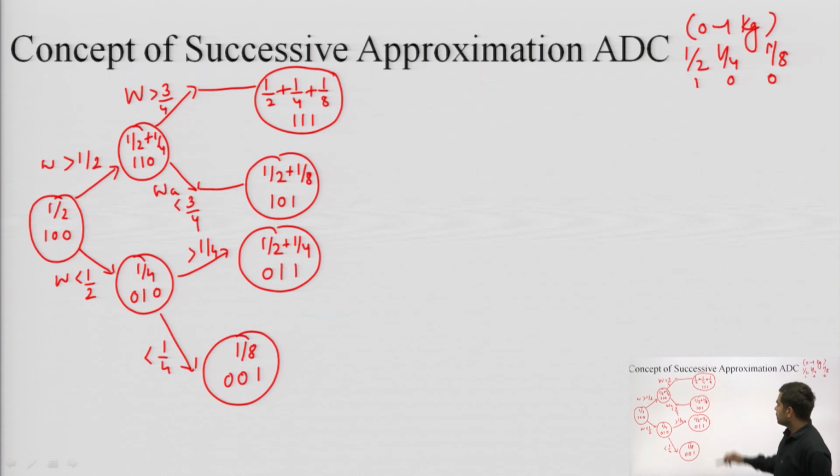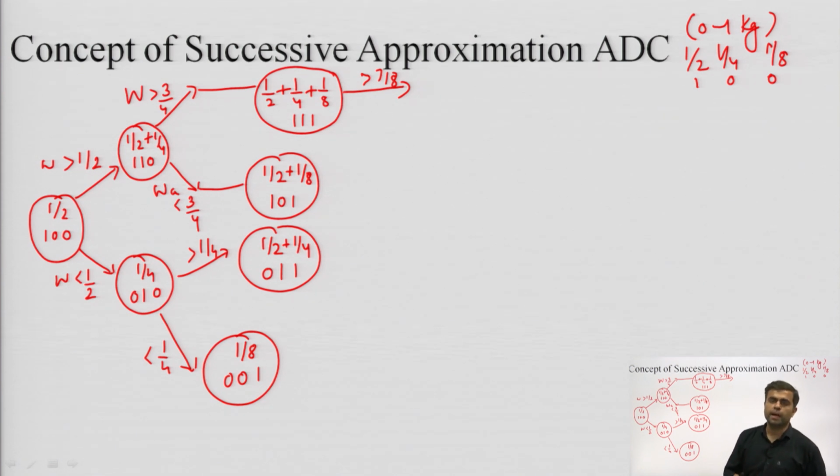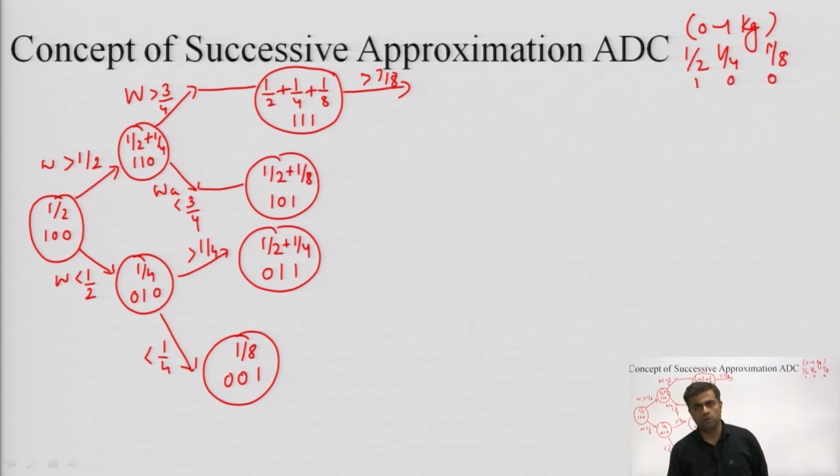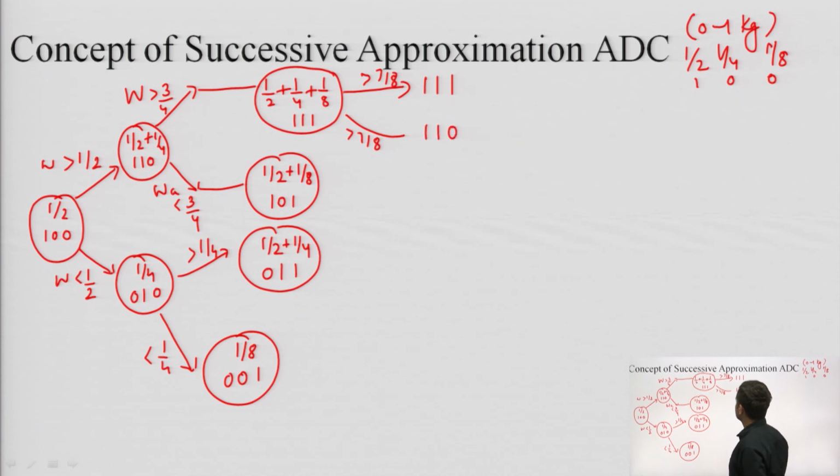Similarly here, now 1 by 2 plus 1 by 4 plus 1 by 8 actually becomes 7 by 8. So if my weight is greater than 7 by 8, then there is no further scope to add more, because I have consumed all the weights. That means it can be the maximum value, so I will assign it as 111. But if it is less than 7 by 8, then I can remove 1 by 8, so it will be 110.